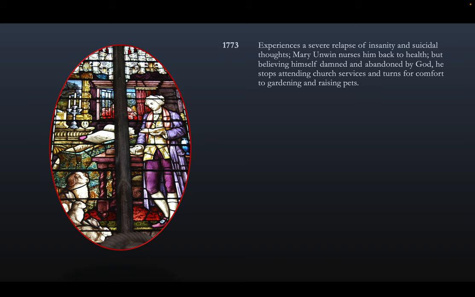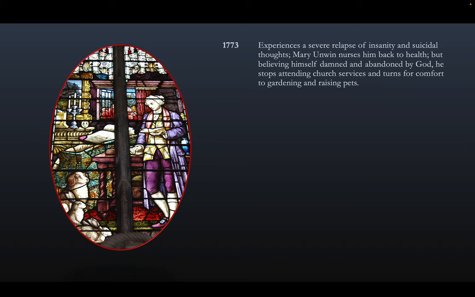in 1779. In 1773, he experiences a severe relapse of insanity and suicidal thoughts, and I don't know what the trigger was for this, but Mary Unwin nurses him back to health, but he's permanently debilitated now. He believes that he's been damned and abandoned by God. He never attends church services again. He gives up prayer and turns for comfort instead to gardening and raising pets.